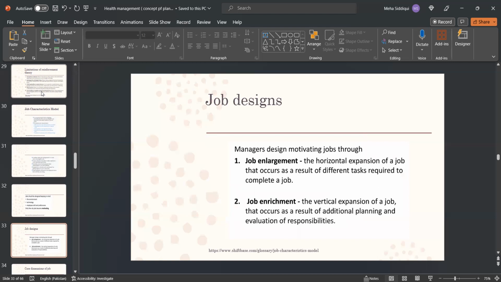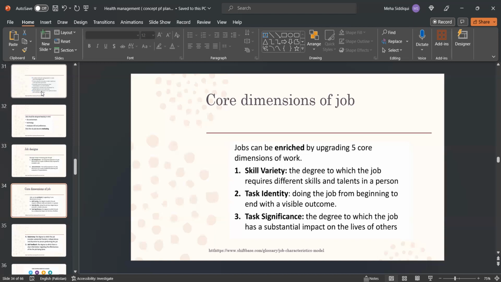So, a manager designs motivating jobs through these 2 parameters: job enlargement, which is the horizontal expansion of a job that occurs as a result of different tasks required to complete a job. Then comes job enrichment. This is the vertical expansion of a job that occurs as a result of additional planning and evaluation of responsibilities. So core dimensions of a job, as we have already talked about, that is skill variety, which is the degree to which the job requires different skills and talents in a person. Task identity, doing the job from beginning to end with a visible outcome.